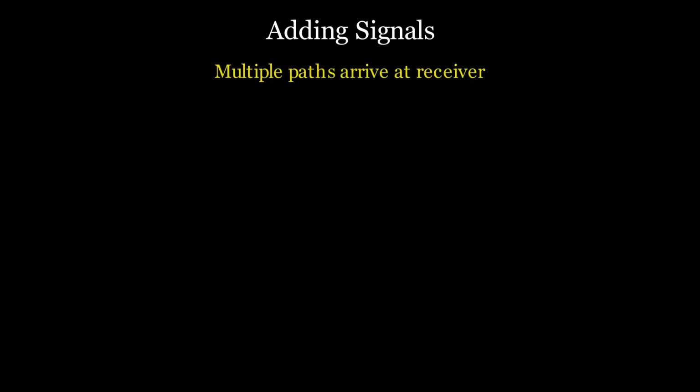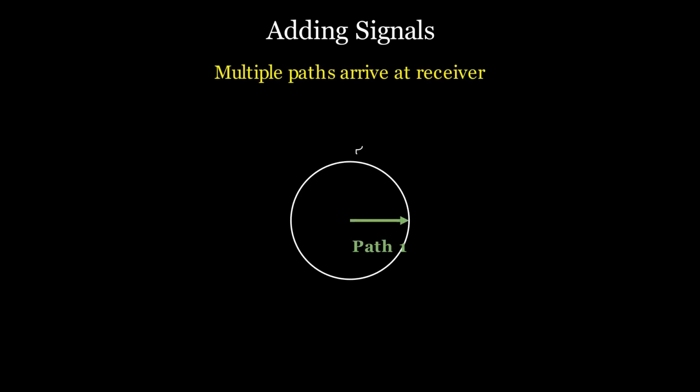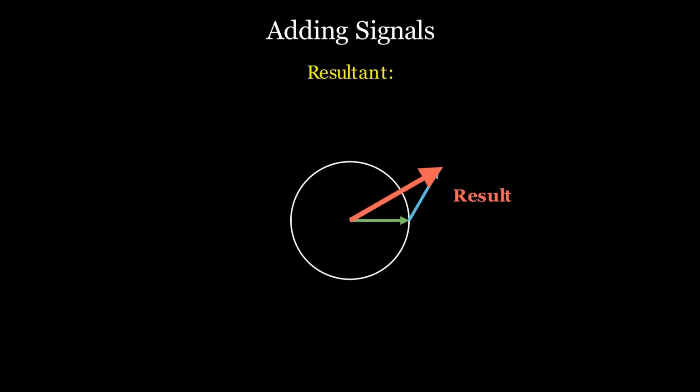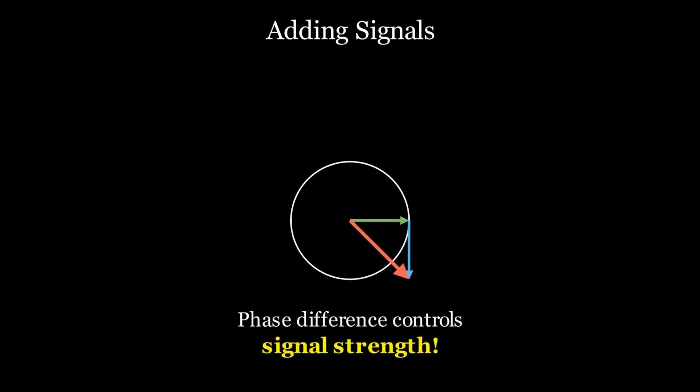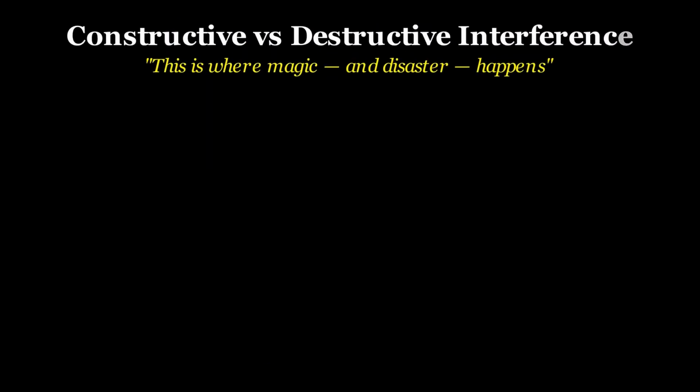Now, when multiple signal copies arrive at your phone, what exactly happens? We add their phasors, tip to tail like vectors. The resultant phasor depends on how the individual phases line up. And this is where things get interesting. Let's see two extreme cases: constructive and destructive interference.